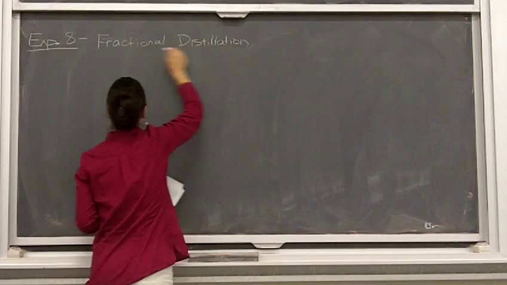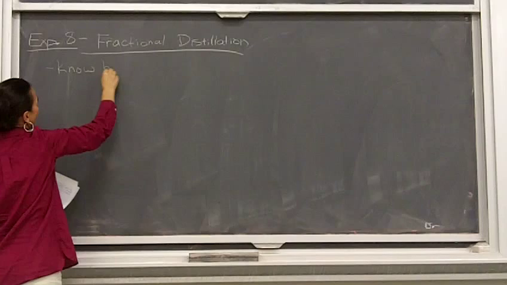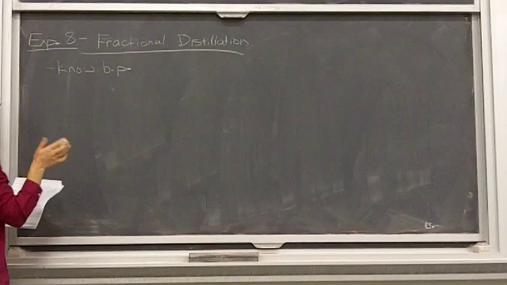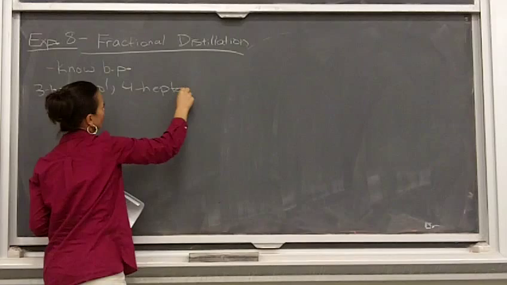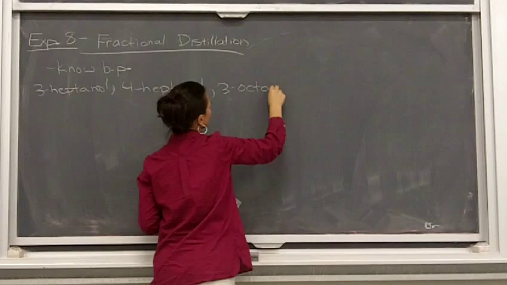And so it's really important you know the boiling point of your alcohol. With all of the combinations of things that people could have made last week, there are actually only 4 alcohols that were made. Okay, so there's 3-heptanol, 4-heptanol, 3-octanol, and 4-octanol.